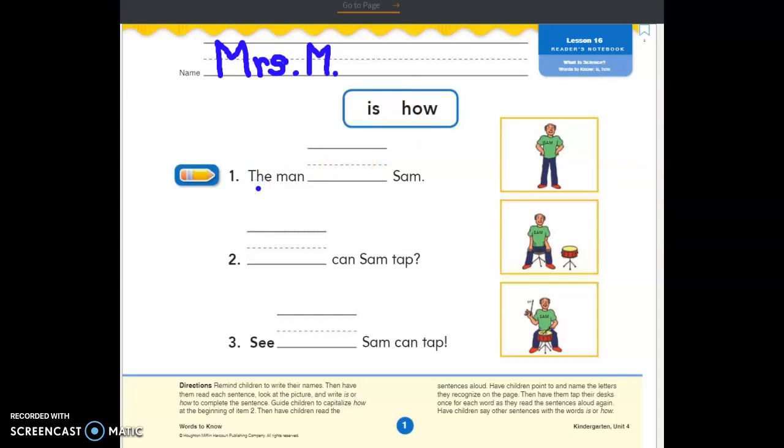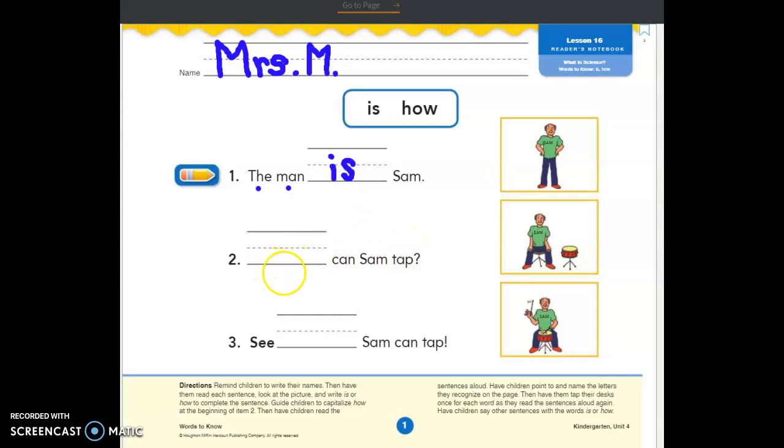The man, good, let's sound out words. The man, blank, Sam. Oh, capital letter for Sam because that's someone's name. The man is Sam. The man, how Sam? Which one makes sense? All right, the man is. So I'm going to go ahead and write is dotted is. Good.